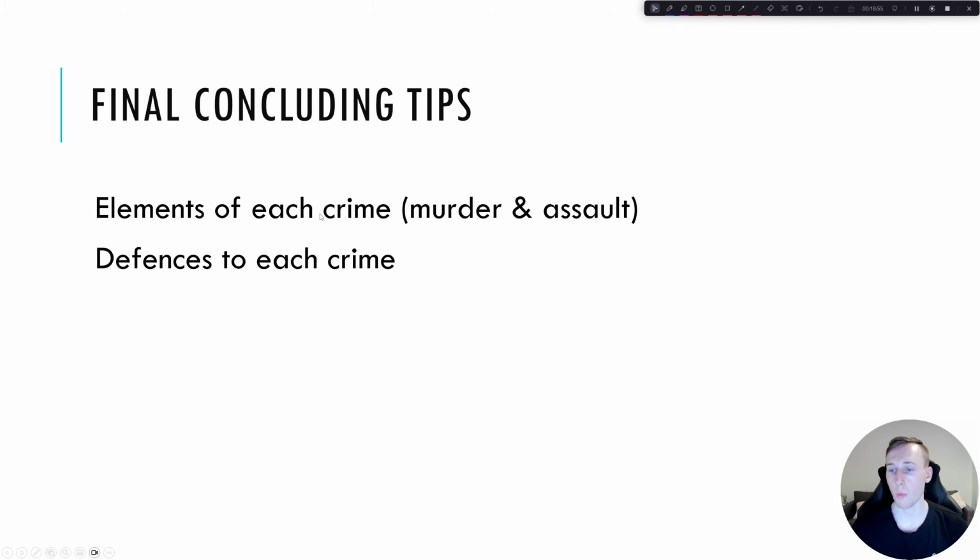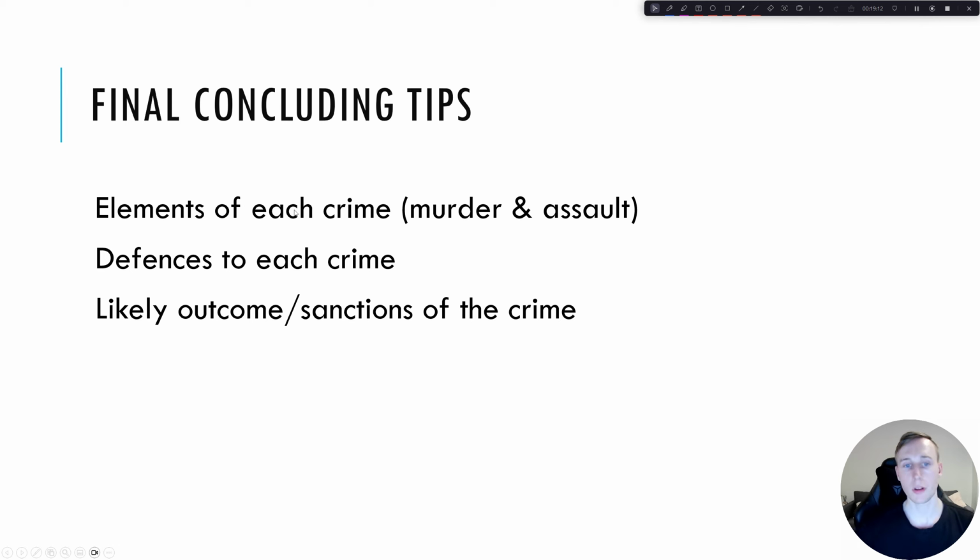Secondly, you want to be aware of a couple defenses to crime. So you might get given a murder case study and it might say, explain 2 defenses or explain 1 defense available to the accused that they might be able to use. So you need to be aware of what certain defenses are. You need to know the likely outcome or sanctions of your crime. So obviously when we're looking at things like murder, if all those elements are present, they're definitely going to jail. For things like assault though, you've got a couple options. If it's a minor assault, they might get given a fine, or if it's a more serious assault, they might be facing imprisonment time.